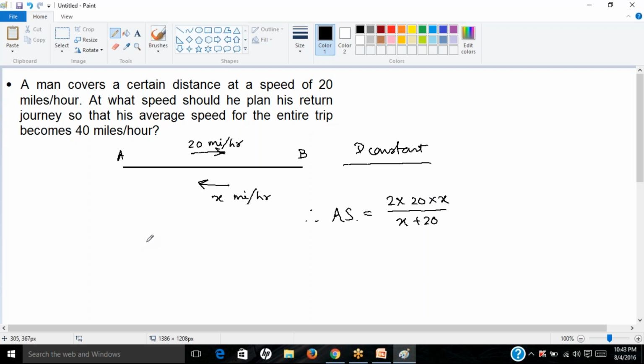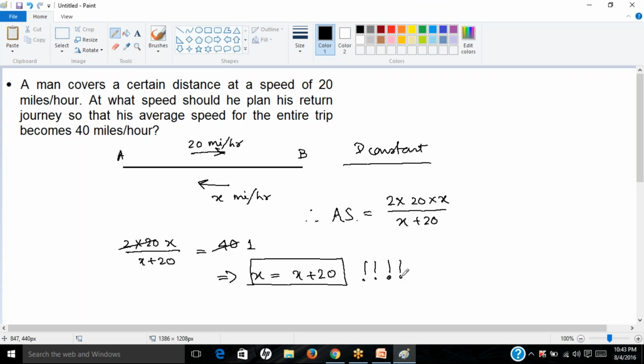So according to the question, this average speed is 40, right? So 2 times 20x upon (x plus 20) is 40. See, 40 and 40 cancel, cross multiply, what do you get? What does this mean? Is it possible? x is equal to x plus 20. Yes, it is possible when x becomes infinite. Isn't it? With infinity you add 20, there is no change, it remains infinity only.